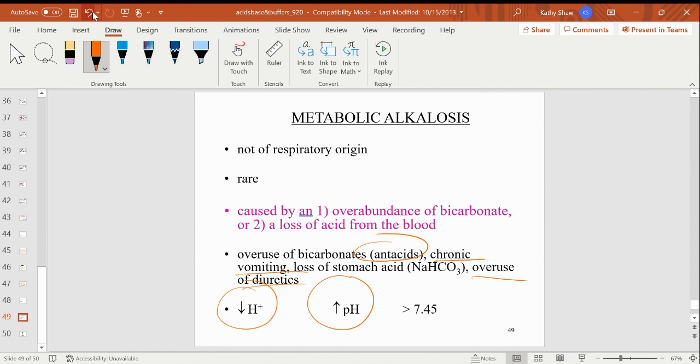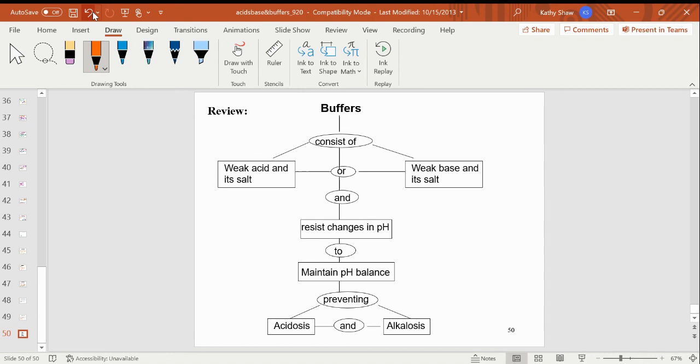Okay, and that's it for buffers. We'll hit it in class also. Like I said, I just wanted you to have this in case we have any more tech issues trying to do it in class.